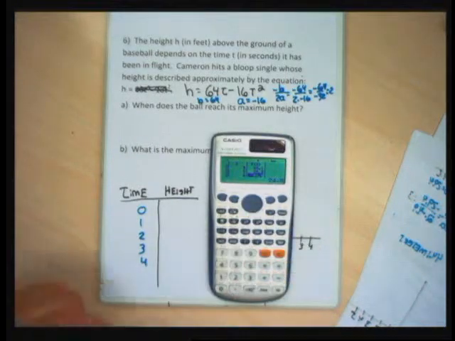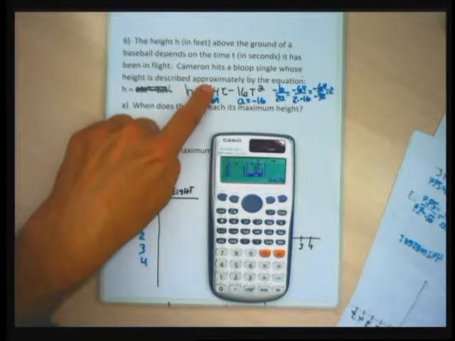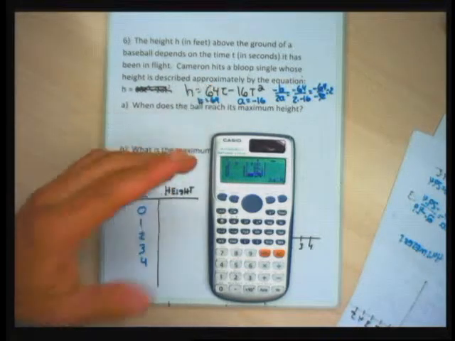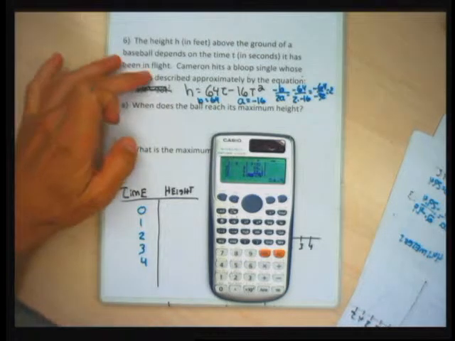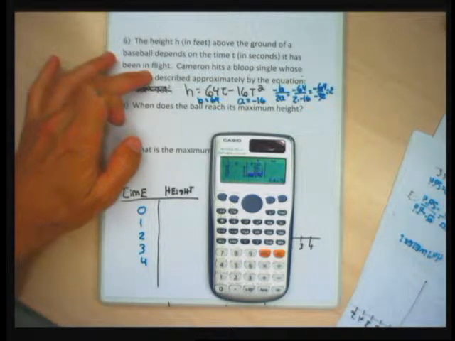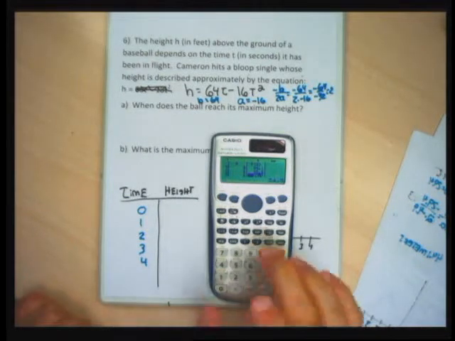And again, as I read this, it says the height of a single is described approximately by. So it's not like you can take a picture and actually measure where the ball is. It's just an approximation. Usually mathematical formulas that describe motion, that's what they do. They approximate. They can be off a little bit, but they're good estimates. So let me do this again.